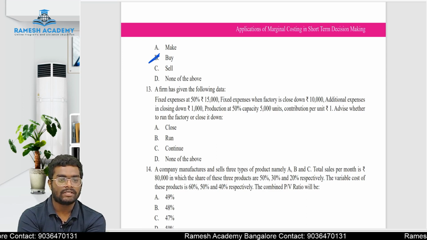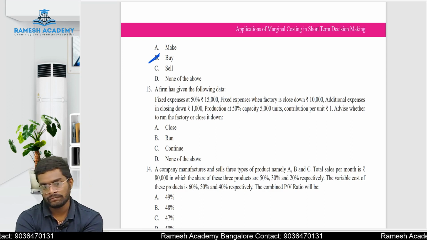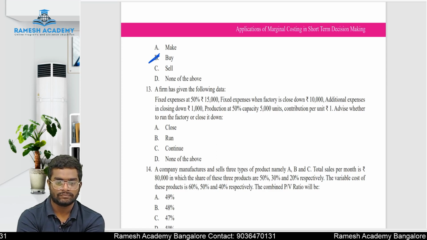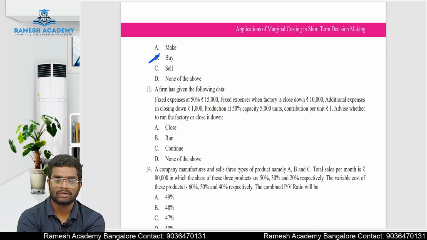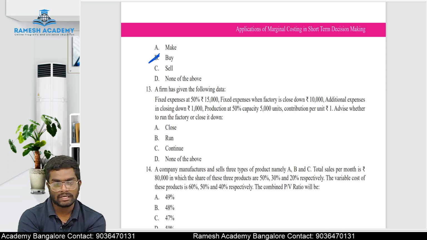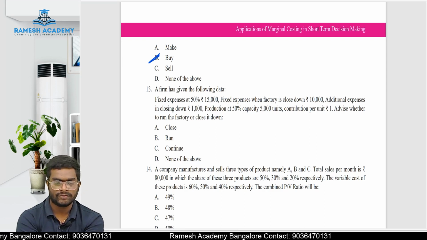So we have to make two scenarios, one if you are running and one if you are not running. If you are running, you will have only fixed cost. If you are not running, we will have fixed expense, that is 10,000. When the factory is closed down, we will have the additional expenses of shutting down, which is 1,000, and the loss of contribution. All the three things. Then we make a comparison to see which is feasible. Go with the decision.